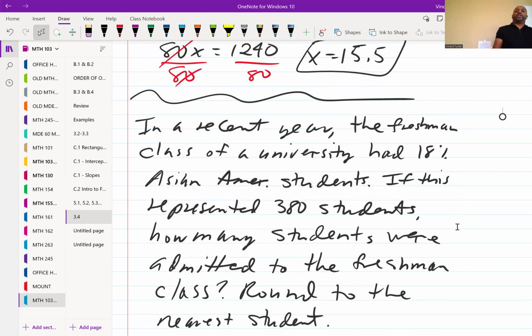Alright, so in a recent year, the freshman class of a university had 18% Asian American students. If this represented 380 students, how many students were admitted to the freshman class? Round to the nearest student.